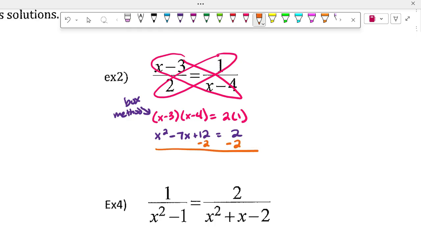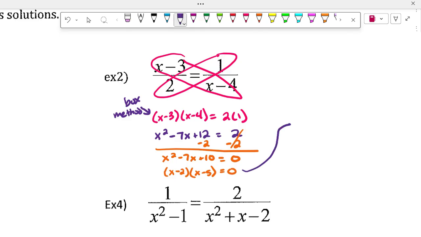Get one side equal to 0. Good. So x squared minus 7x plus 10 is equal to 0. Now, again, these should be factorable. So all the ones that I should give you are factorable. So if you do a quick factor on this, you should get x minus 2, x minus 5 is equal to 0.